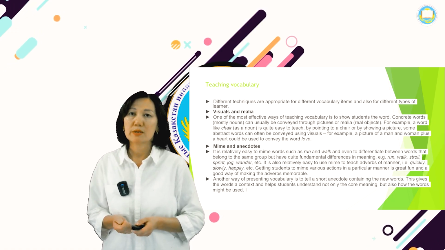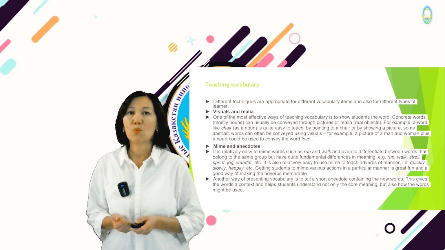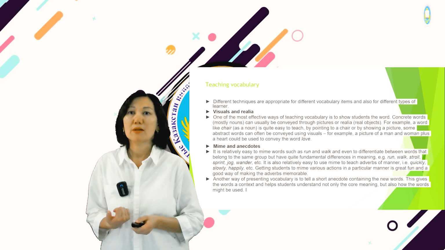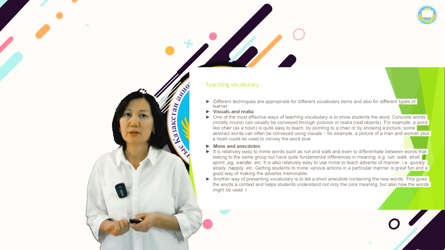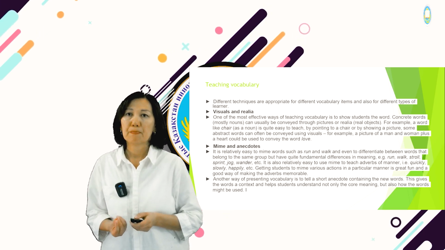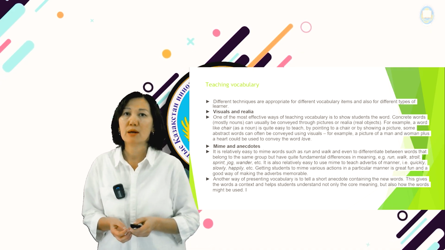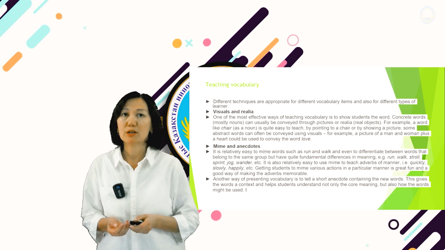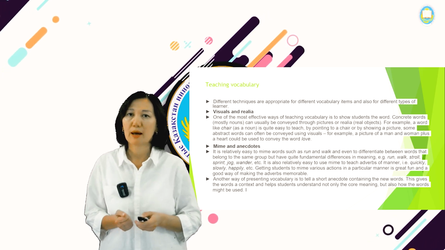It is relatively easy to mime words such as run, walk, and even to differentiate between words that belong to the same group but have quite fundamental differences in meaning. For example, run, walk, and what else? Jog, wander, etc. It is also relatively easy to use mime to teach adverbs of manner. For example, quickly, slowly, happily.